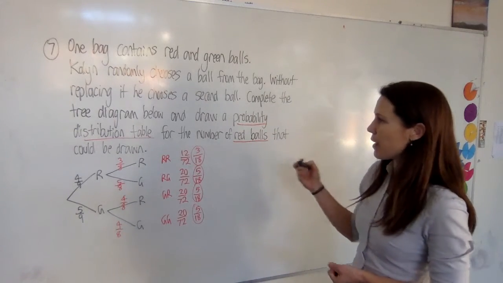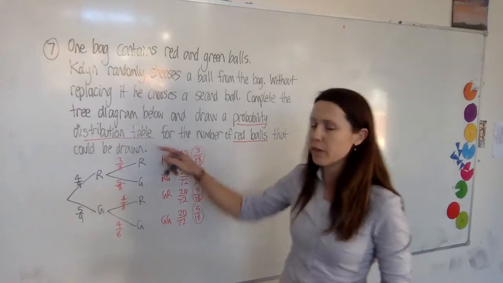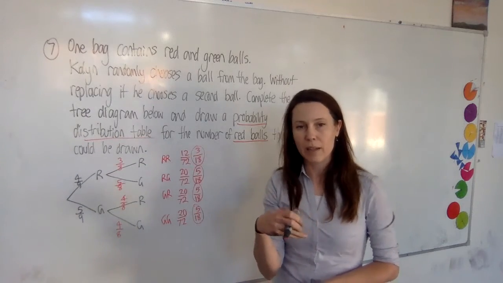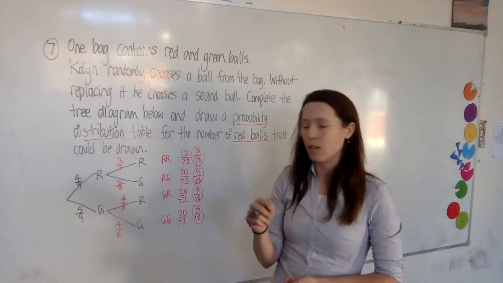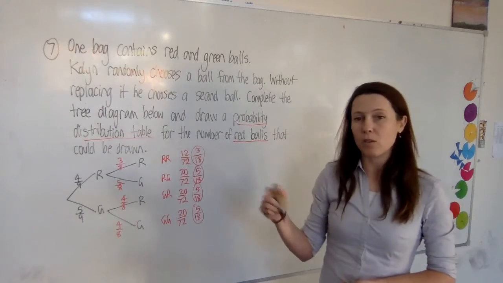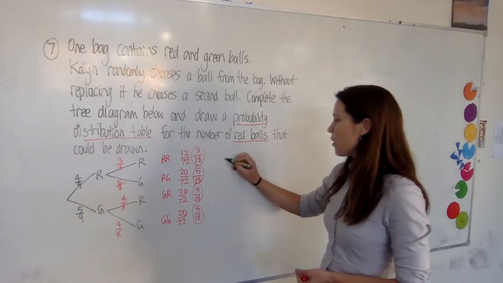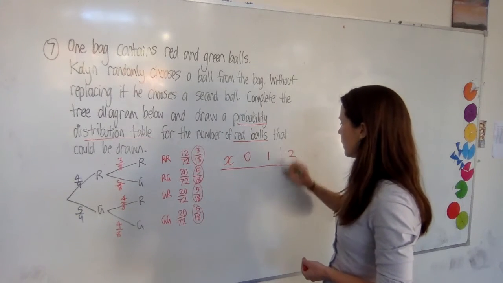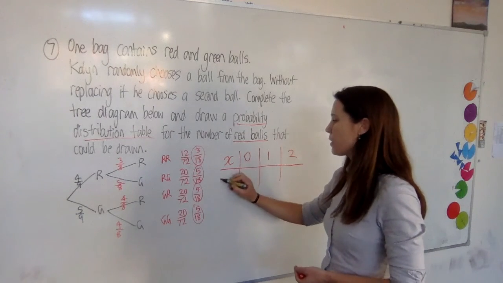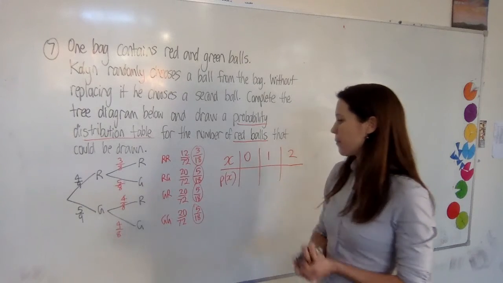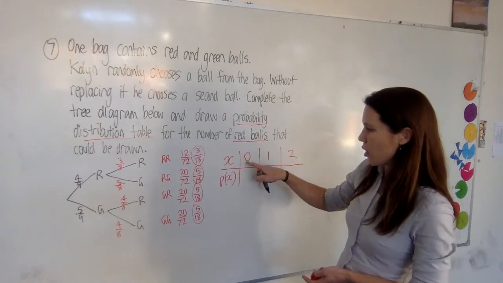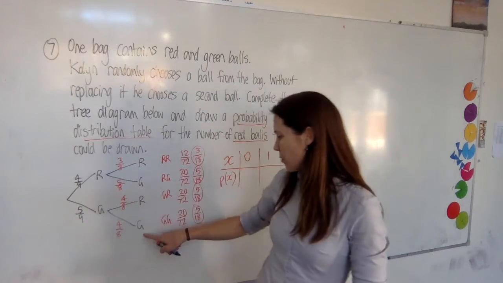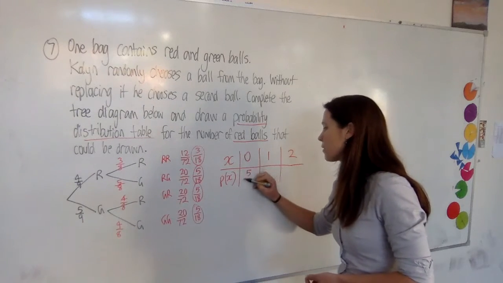All right, now think about how many red balls could be drawn. If you're drawing 2 balls out of the bag, then either none of them are red, or one of them might be red, or 2 of them are red. So those are my options for X, 0, 1, and 2. And now I just have to write down the probability of getting each one. So the probability of getting no red balls, that would be getting 2 green ones, 5/18.